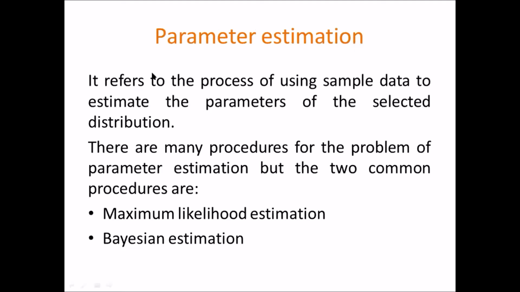Parameter estimation can be defined as a process of using sample data to estimate the parameters of the selected distribution. There are many procedures. We have maximum likelihood estimation, we have Bayesian estimation, and many others. Those are procedures that can be used for the estimation.